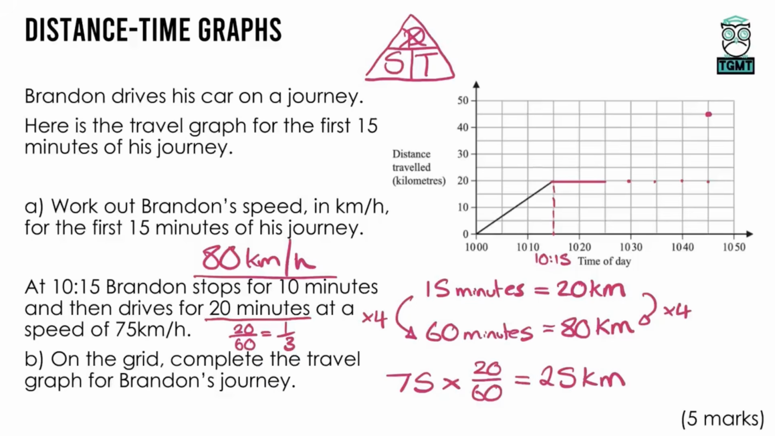And just double check that, we're on 25, we get to 45. And therefore, there we go. That is where our graph is going to finish. So a nice straight line joining that up. And there is our distance time graph.